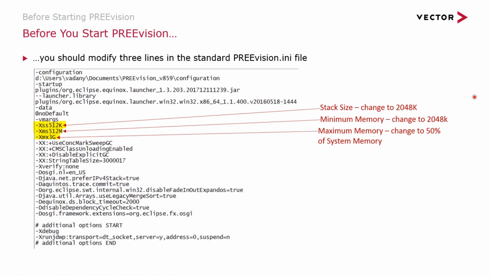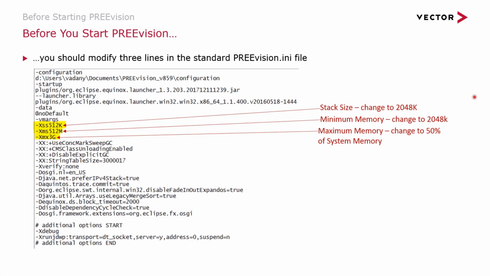So modification of the PREEvision INI file is something that will only have to take place once for the install of the client, and there are three lines that are critical to the performance of PREEvision. The three lines that are highlighted in the screen here that you see are the stack size, minimum memory, and maximum memory. So the stack size, the out-of-the-box setting is 512K, but that should be more like a minimum of 2048K, and the minimum memory should be set the same to 2048K.